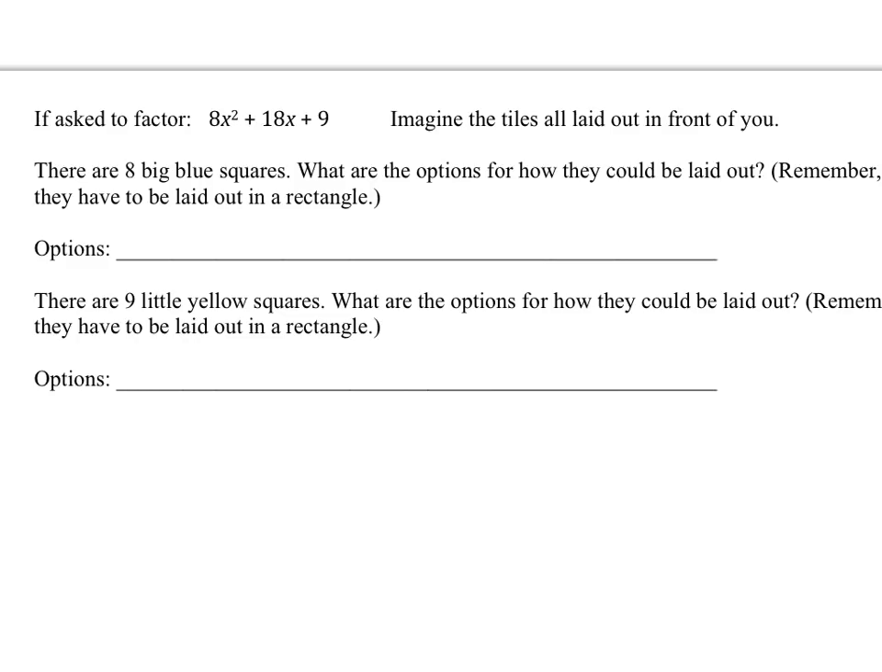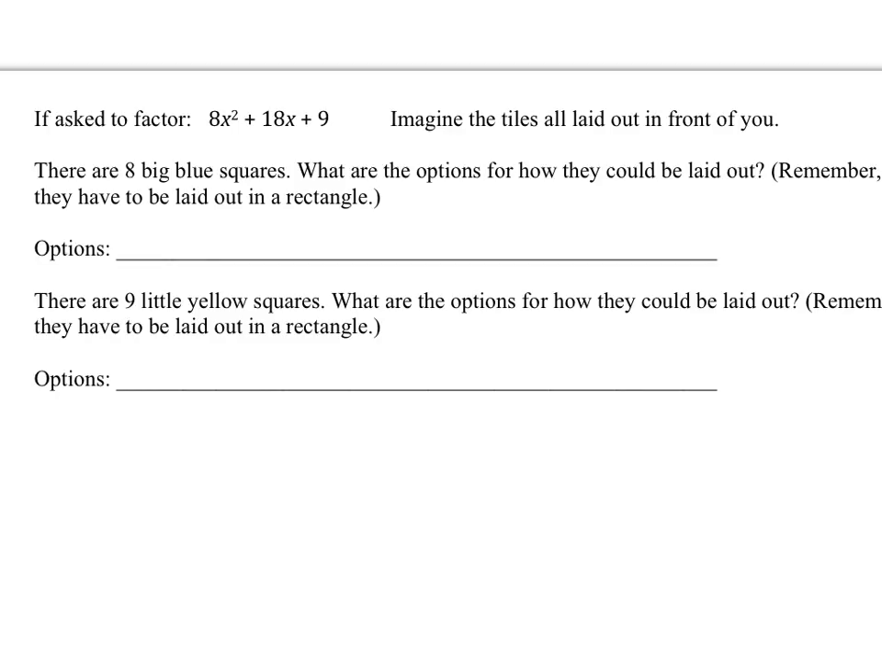All right, now using tiles isn't the most ideal way to factor, but it's a good way to get us started. Like imagine if I had this problem right here, 8x squared plus 18x plus 9. If I were to use tiles, I would have to have 8 of these and 9 of these and then 18 x's. Like it's going to get really big, really confusing, and so we have to have another way to do it.